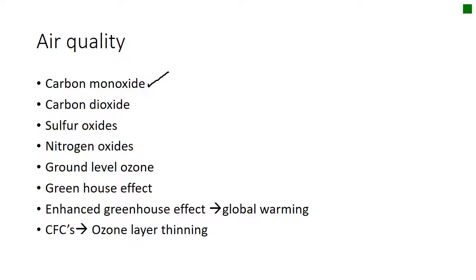Clear, colorless, dangerous gas. Carbon dioxide, we don't want too much carbon dioxide. Sulfur oxides and nitrogen oxides will produce acid rain together. Ground level ozone is pretty interesting. Ozone is great in the upper atmosphere. We need it to protect us from the harmful UV rays, but it's colorless and odorless, and it's made up of 3 oxygens.